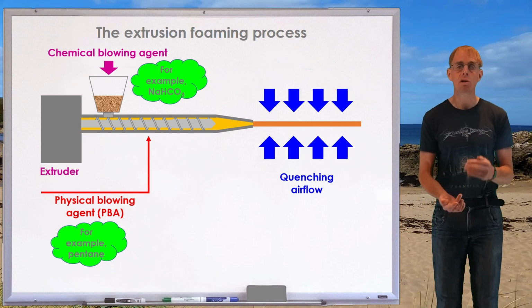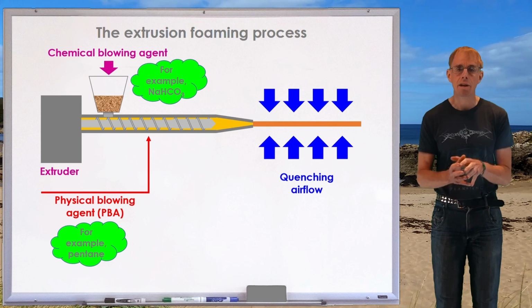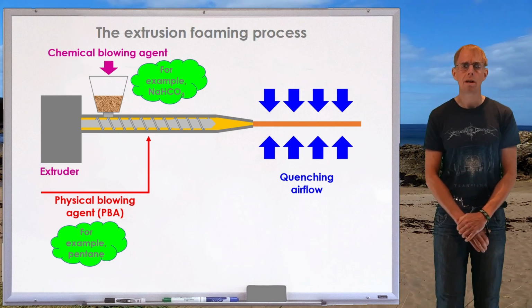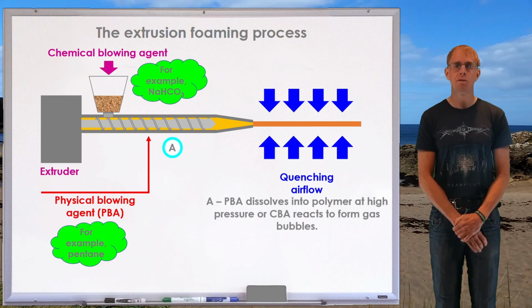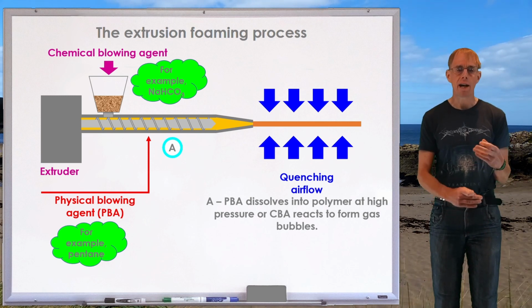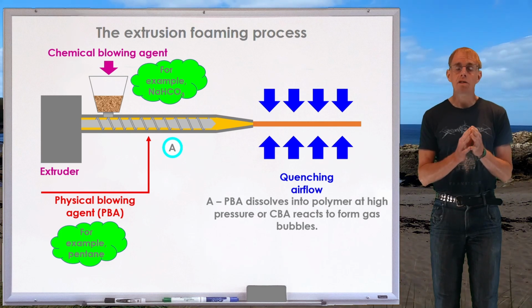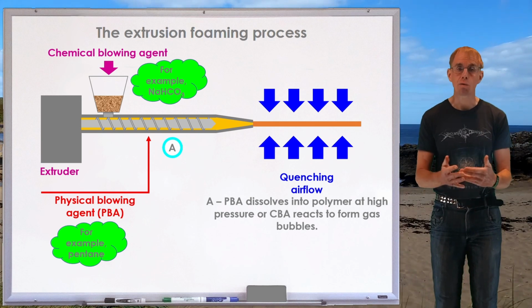So one way or another, what you have is a means of generating a second phase within the system that will then nucleate and grow to form a voided structure. So let's break that apart a little more. So a point A there in the extrusion line, somewhere beyond the introduction of the physical blowing agent, or somewhere where the chemical blowing agent has started to decompose, what you have is either gas bubbles resulting from the chemical blowing agent, or a solution of your physical blowing agent and your polymer as it's dissolved into it.